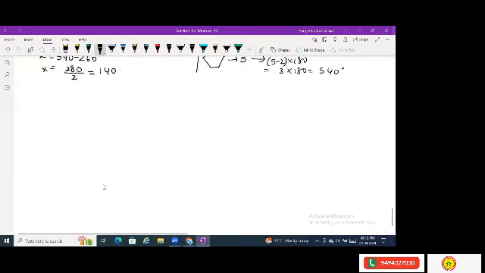Okay, now see some more here. See, there's another shape here. It's like this. This is the shape given here. This angle is given to be 90 degrees. This small angle is 30 degrees. And this angle is given y. This angle is x. This angle is z.